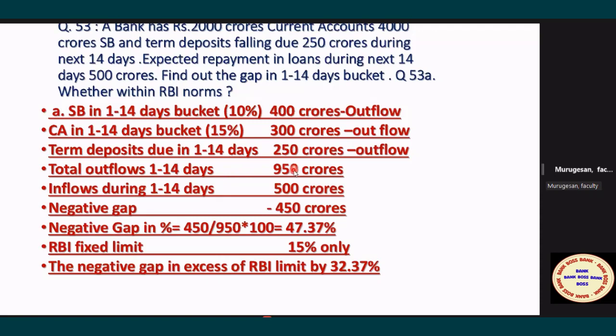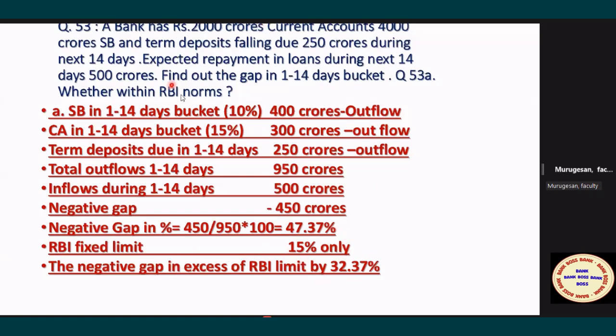So total the outflows: 400, 300, 250, which is 950. Inflows are only the expected loan repayment in the next 14 days, only 500. So the negative gap is 450 crore. The negative gap in percentage is 450 versus 950, outflow versus gap, so that becomes 47.37%. It's a huge gap, but the RBI limit is only 15%. So they are in excess of the RBI limit by about 32%.